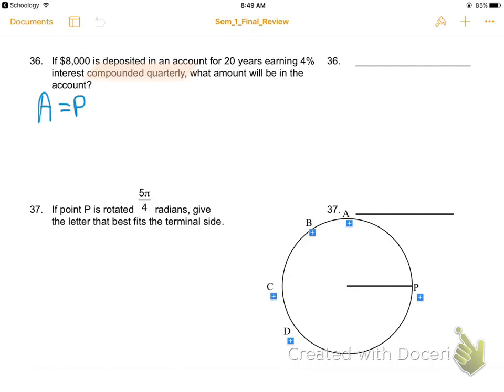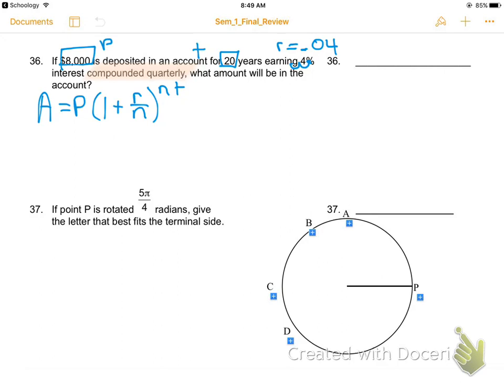A equals P times 1 plus R over N to the NT. Now, P is still your principal, A is still your end amount, R is still your rate. So let's identify what we have. If $8,000 is deposited, that's what you start with. That's your P value. 20 years is your time. 4% is not your rate. Remember, the decimal is after the 4, and you have to move it 2 decimal places, so it's actually 0.04.